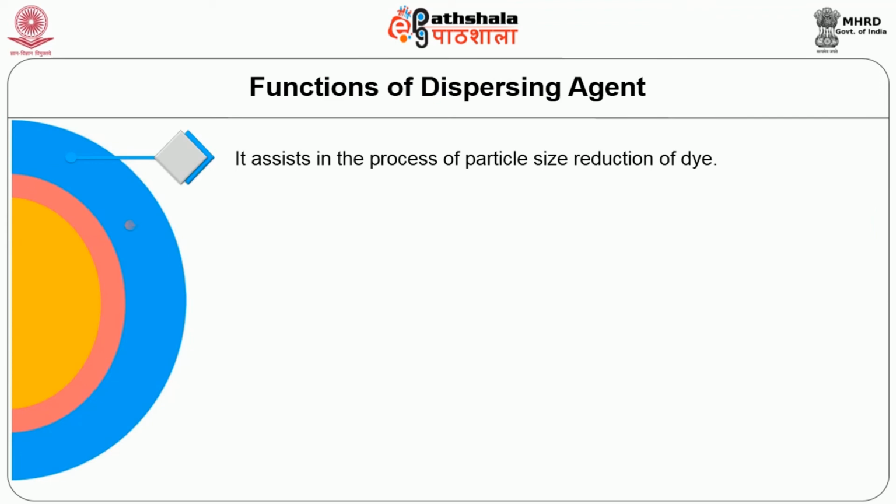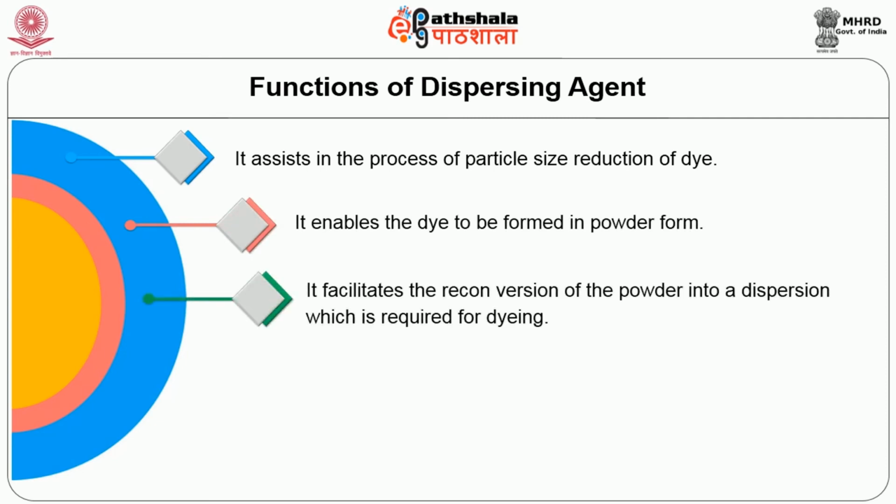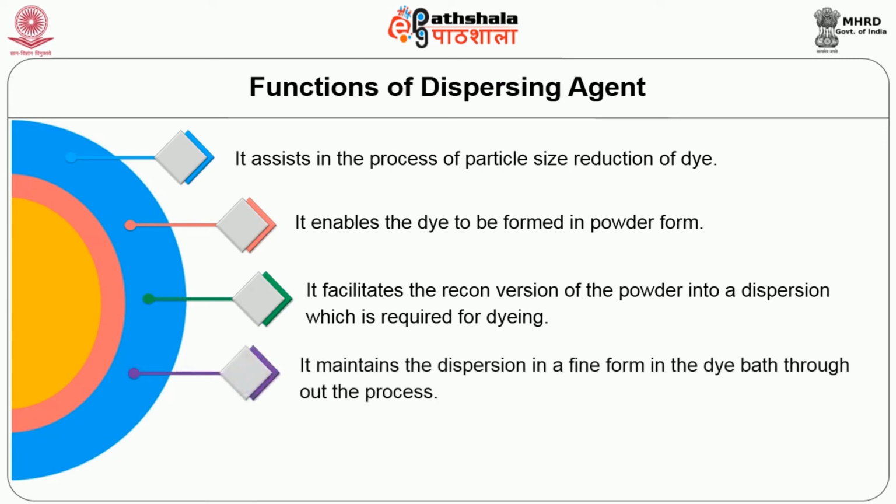The functions of dispersing agent: it assists in the process of particle size reduction of dye. It enables the dye to be formed in powder form. It facilitates the reconversion of the powder into a dispersion which is required for dyeing.